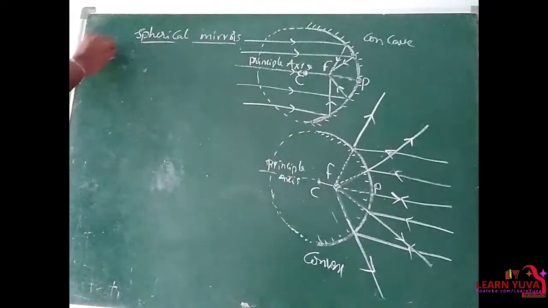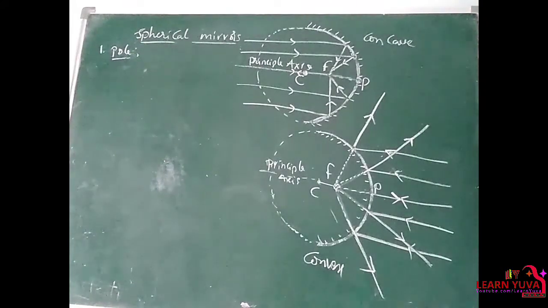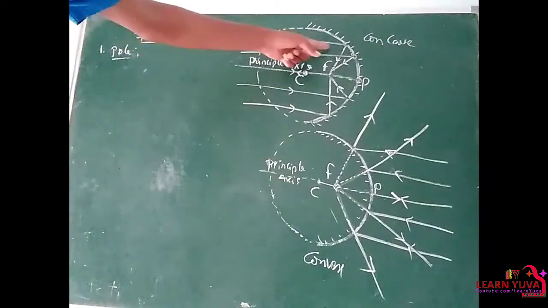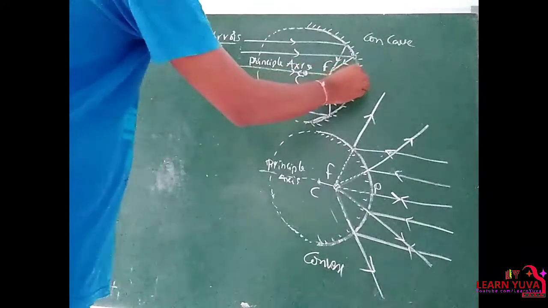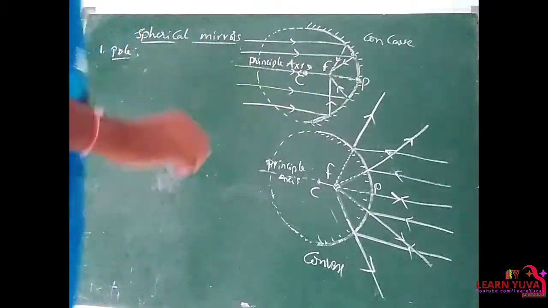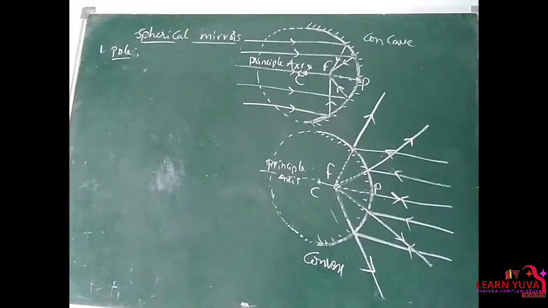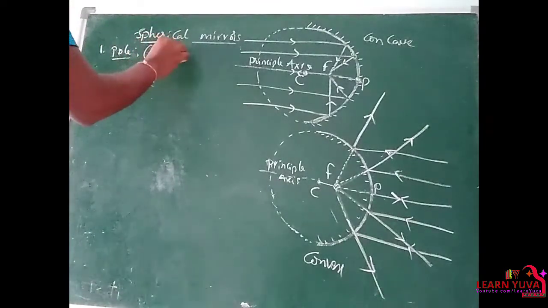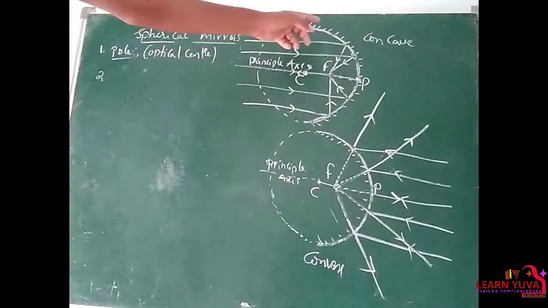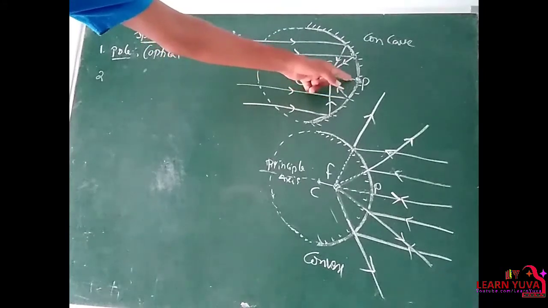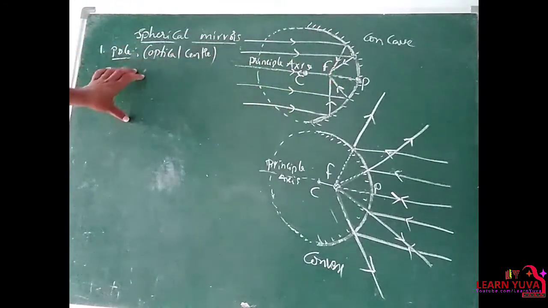The first term is pole. Pole is nothing but the point on the mirror at the middle of the surface. That point at the middle of the surface is the pole of the mirror, and it is also called the optical center. Again repeating, the point on the mirror at the middle of the surface is the pole, also called the optical center.